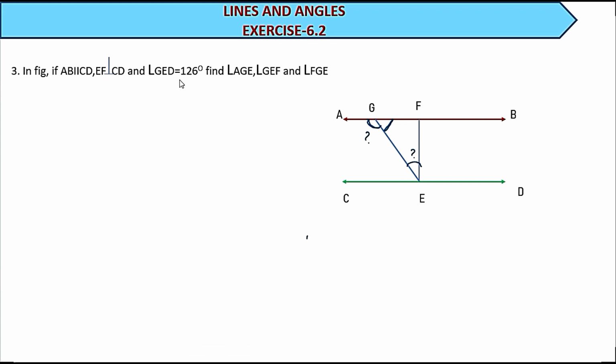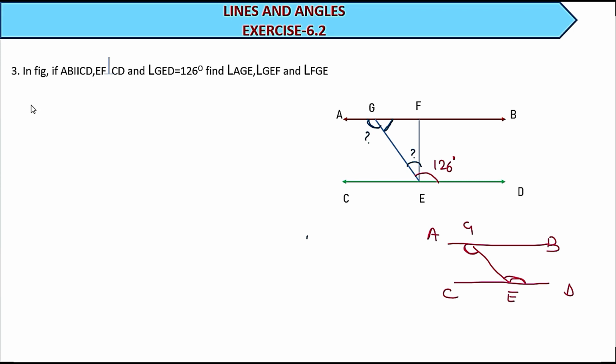And angle GED equals 126 degree. That is this angle. So you are to find out AGE, GEF and FGE. Now let's forget that the perpendicular is there in the figure, and just see that this GE is the transversal. Now this angle is equal to this angle because these are alternate interior angles.